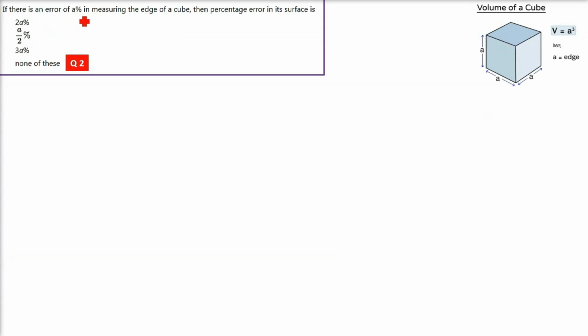If there is an error of a% in measuring the edge of a cube, the percentage error in its surface is... Let us call the edge x. So delta x by x into 100 is given as a%, which is a. Then what is the percentage error in its surface area? It's 6x squared. One side's area is x squared, there are 6 sides, so 6x squared. Call it surface area, or call it y to better understand y and x.